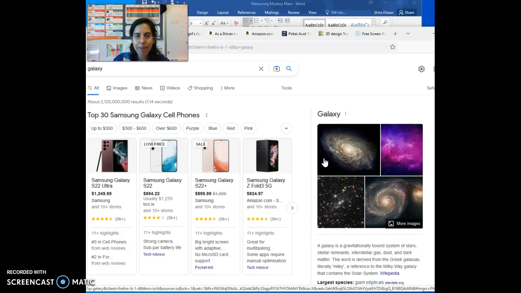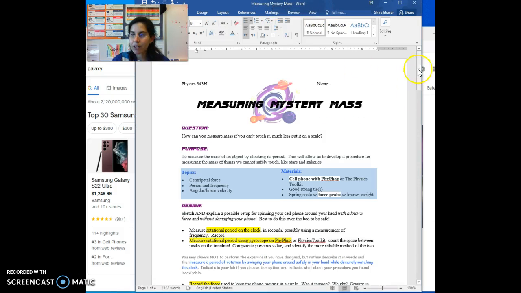Again, you are not measuring the mass of your cell phone directly, because if you can put it on a scale, that won't work for the galaxy. Don't take any data in kilograms over the course of this lab. If it's in kilograms, it won't work for the big spinning mass of stars.